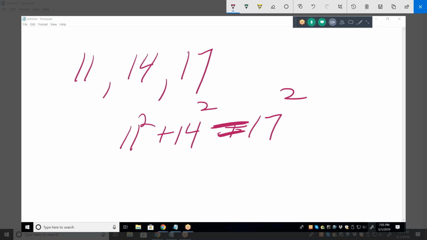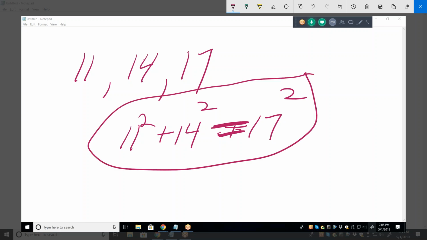If that is not true, then it is not a right triangle. It could still be a triangle, but it's not a right triangle. In other words, it works both ways. If you have a right triangle, the Pythagorean theorem applies. But if the Pythagorean theorem does not apply, you do not have a right triangle.